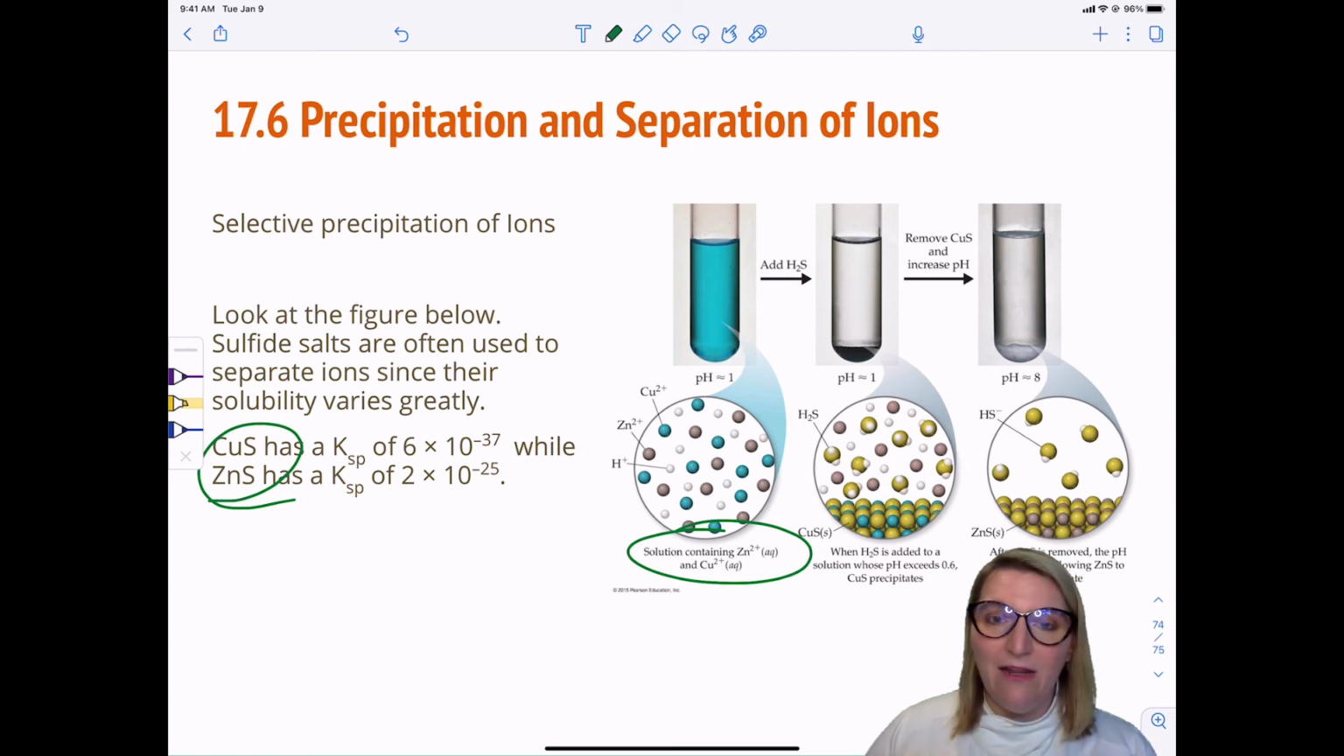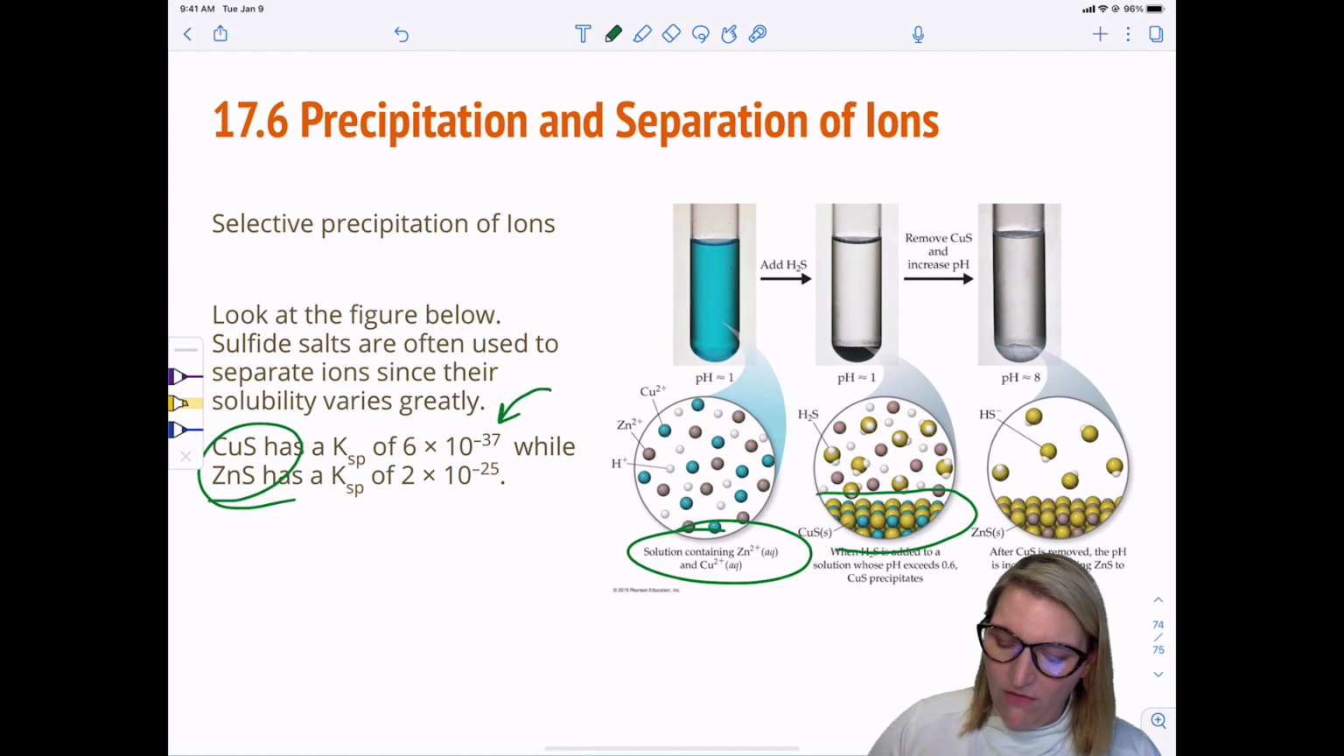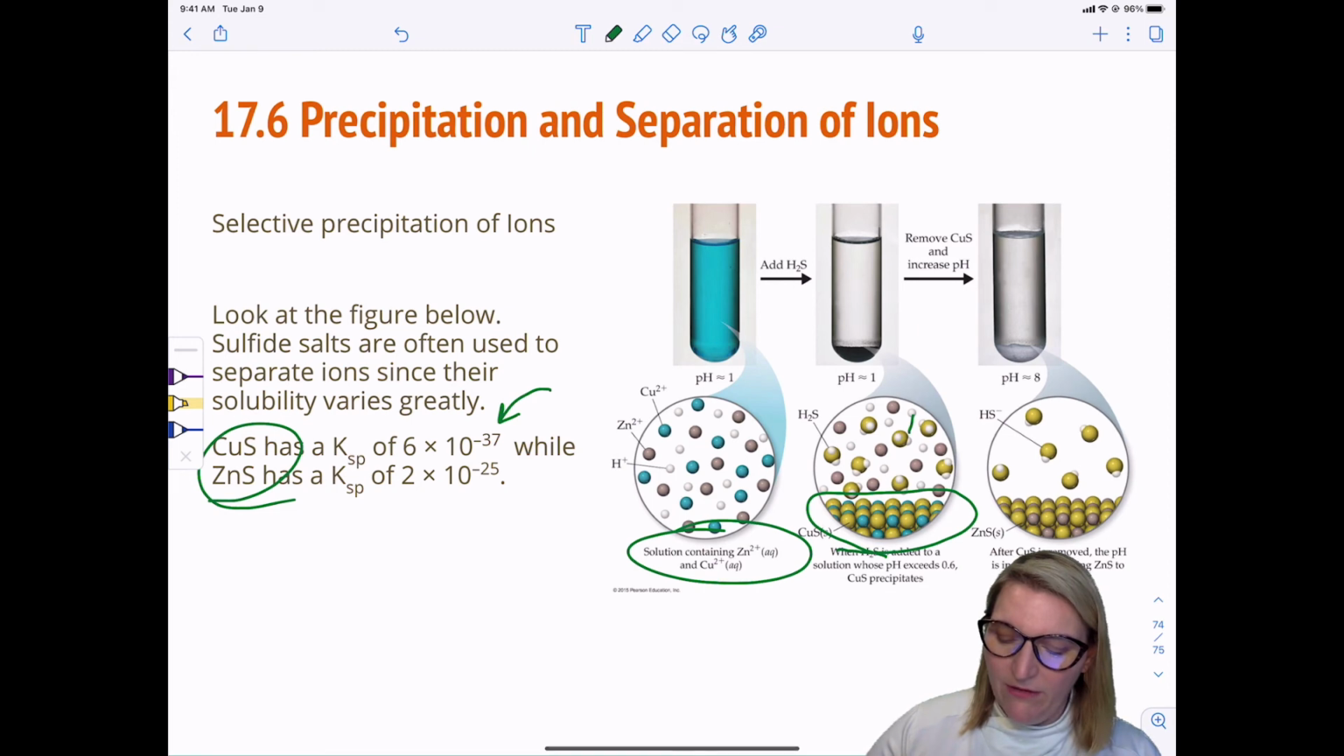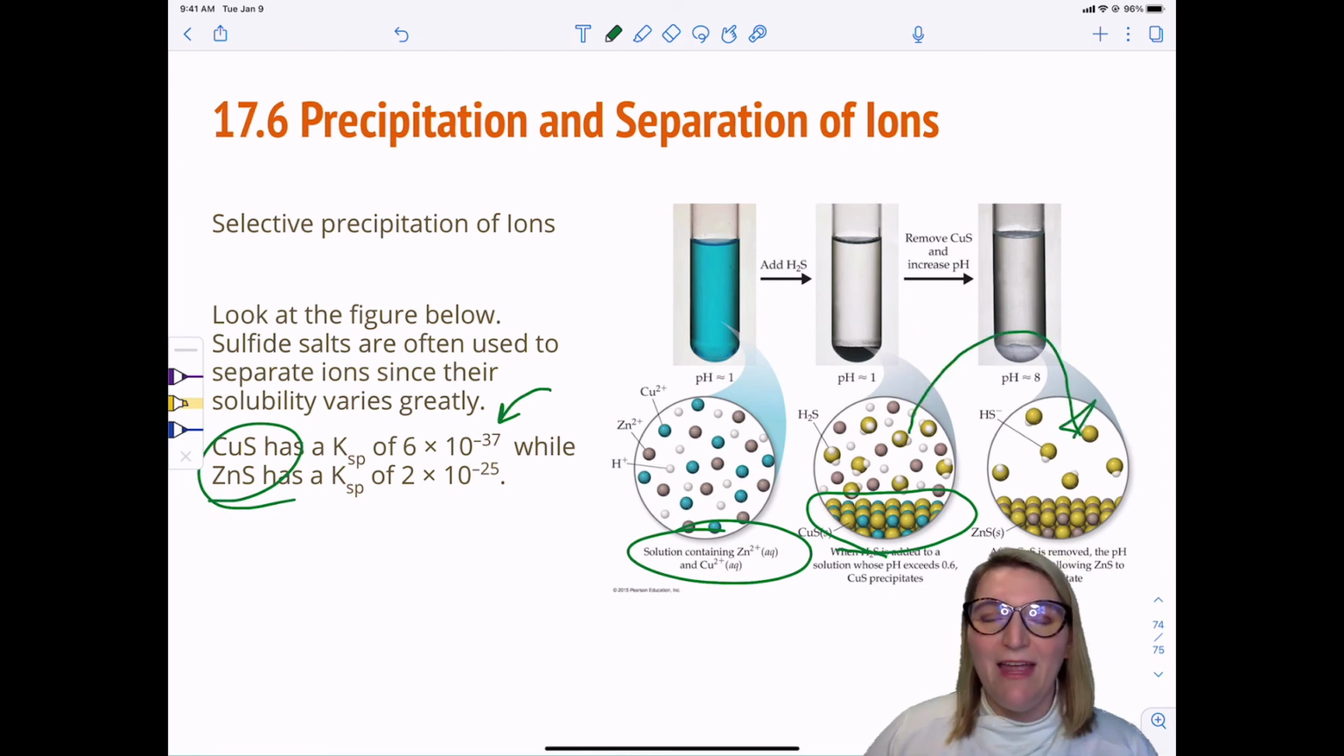So I add a little H2S. I just keep adding some sulfide, and see how this KSP is so much lower. So that means that the concentration that is needed to start a precipitation is so much lower. So I just keep adding a little bit of the sulfide ion till I get all of the copper sulfide to precipitate out. And then I pour off the liquid, right? If I pour off the liquid, then what is left is just the zinc ion. And I can add more sulfide to that if I wanted to actually get the zinc out.